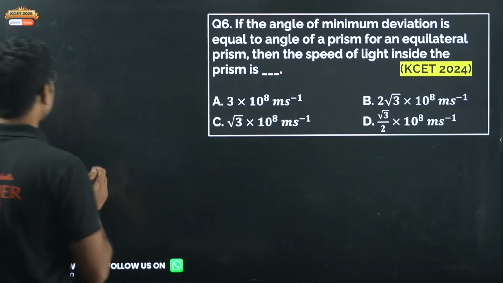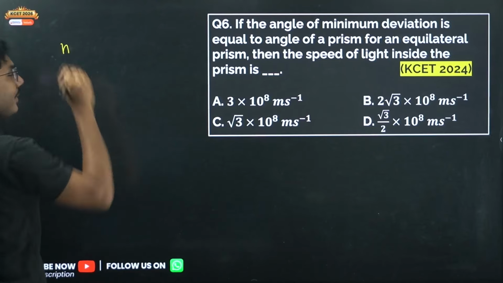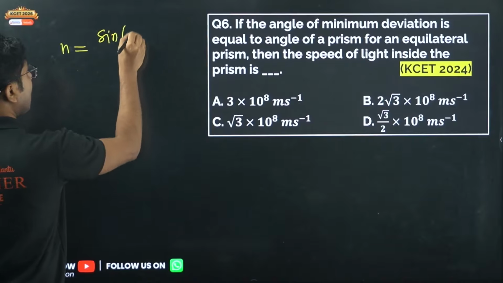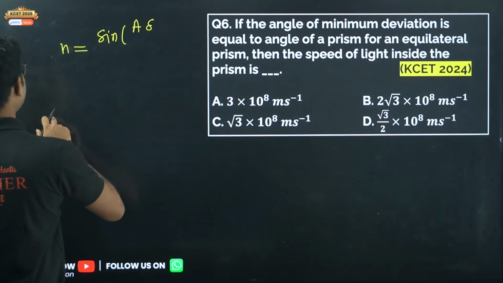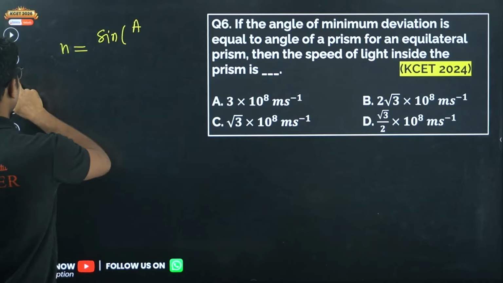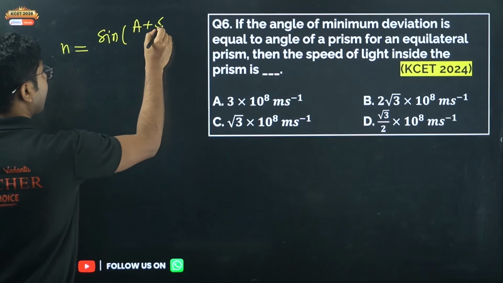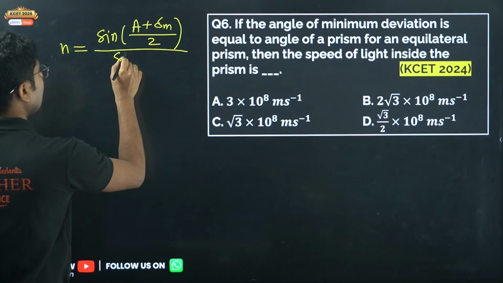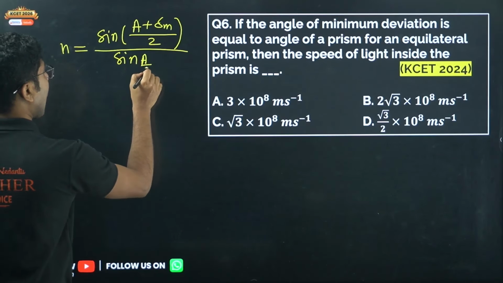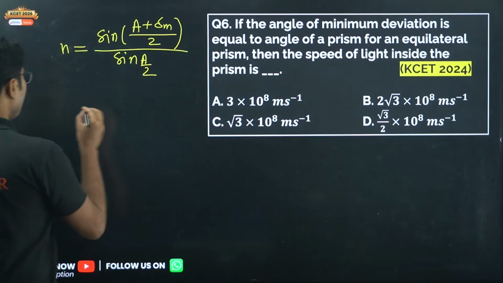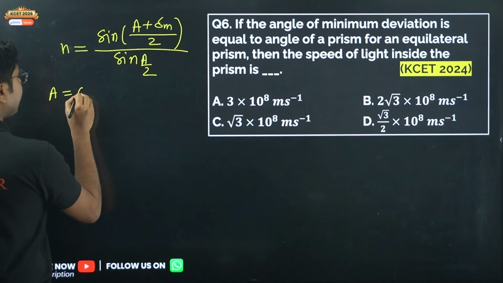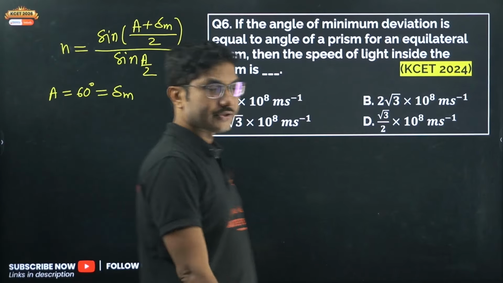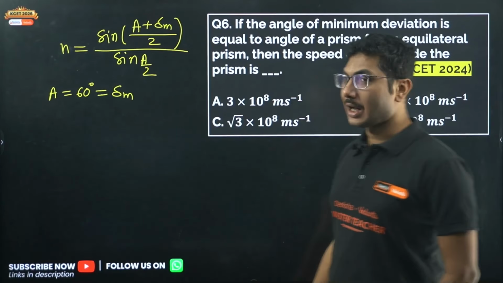So first of all, we know that the refractive index of a medium of a prism is given by sine (A plus delta m) divided by 2, where delta m is the minimum angle of deviation, divided by sine A by 2, right? And for an equilateral prism, we know that A equals 60 degrees. Now here in the question it says that it is same as the angle of minimum deviation. So delta and A both are 60 degrees.